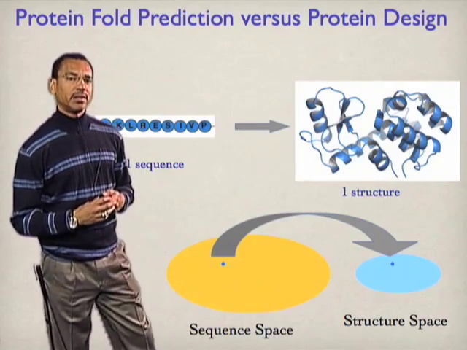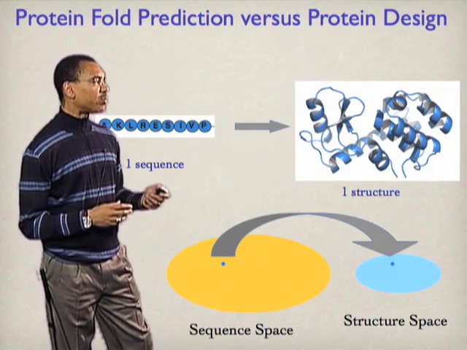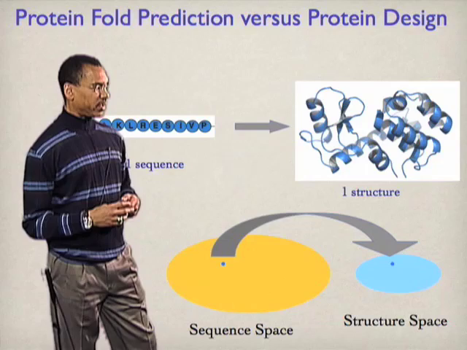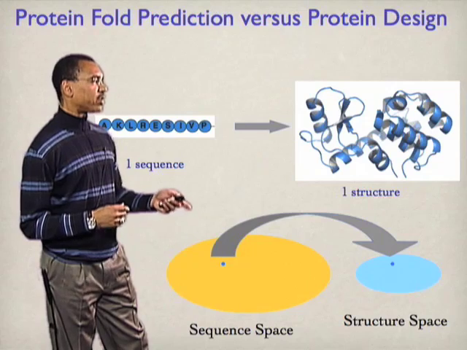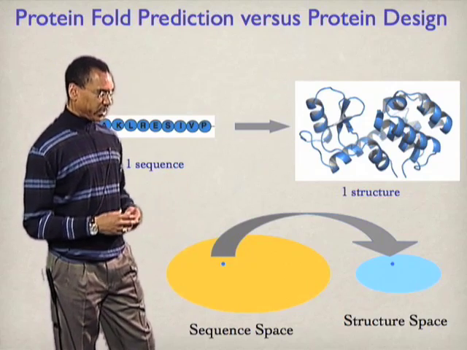And this is a difficult mapping. One reason is that you're either correct or incorrect, in the sense that there's a single correct structure that this particular sequence will fold into.